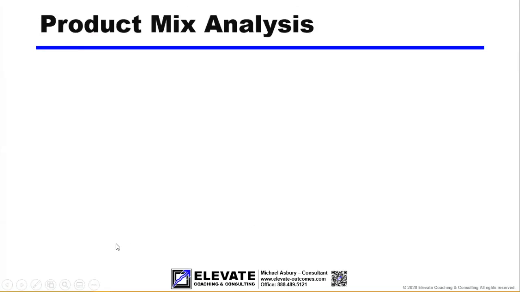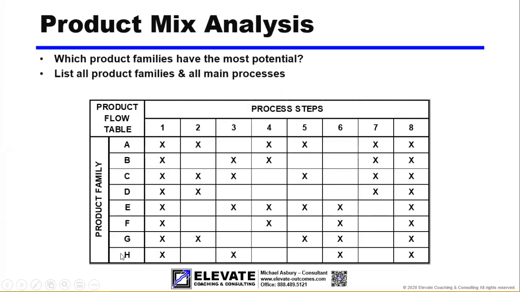So let's imagine we're starting from the beginning here. We're going to figure out which product family has the most potential if we improve it to increase our profitability. Okay, so we list all our product families. We list the high level process steps, and I probably should have thrown an additional column on here that says which facilities they actually go through. Okay, so from there, basically you can identify which product families go through which process steps or facilities.